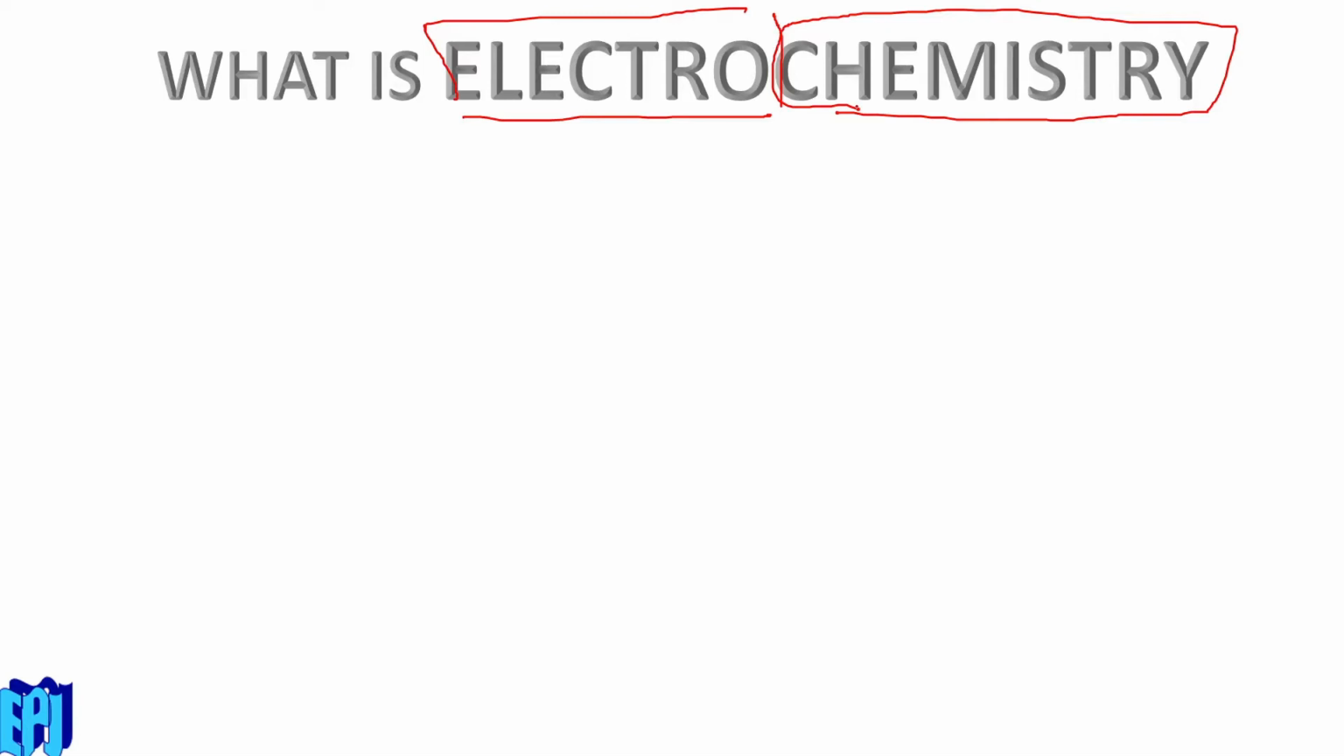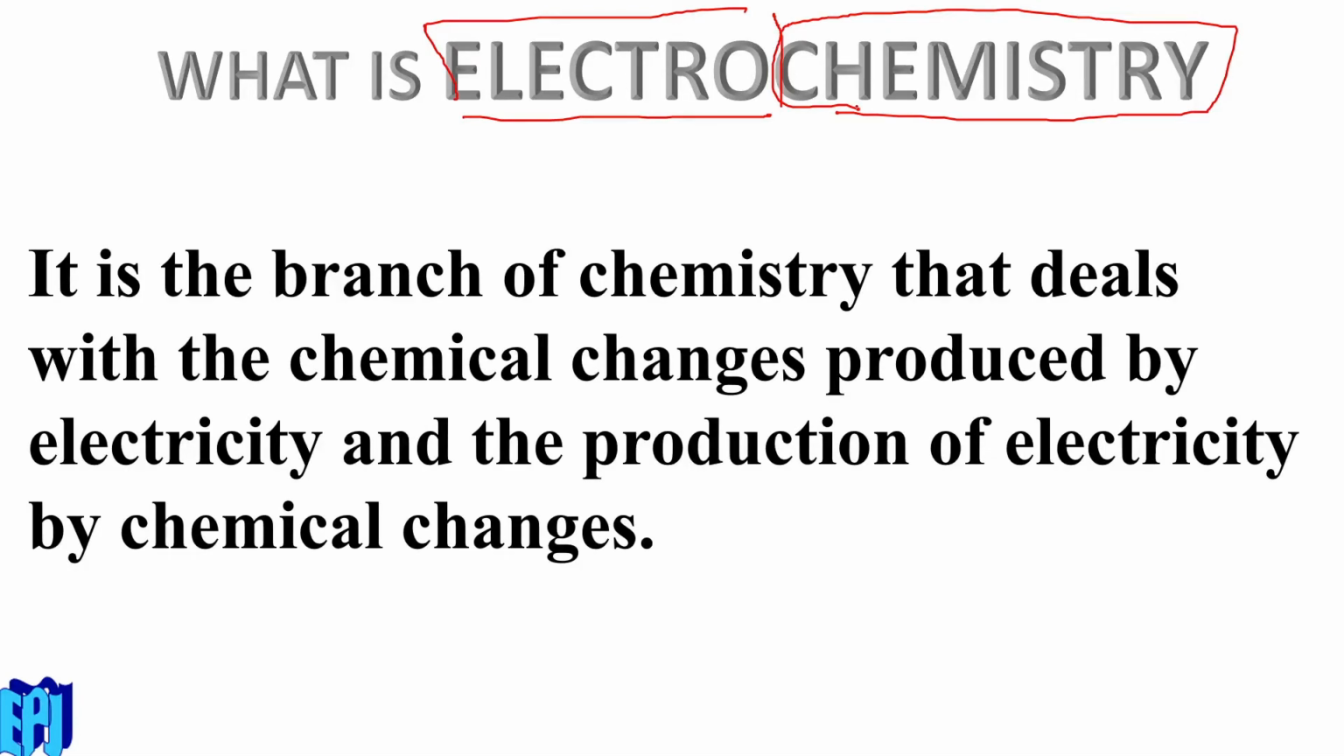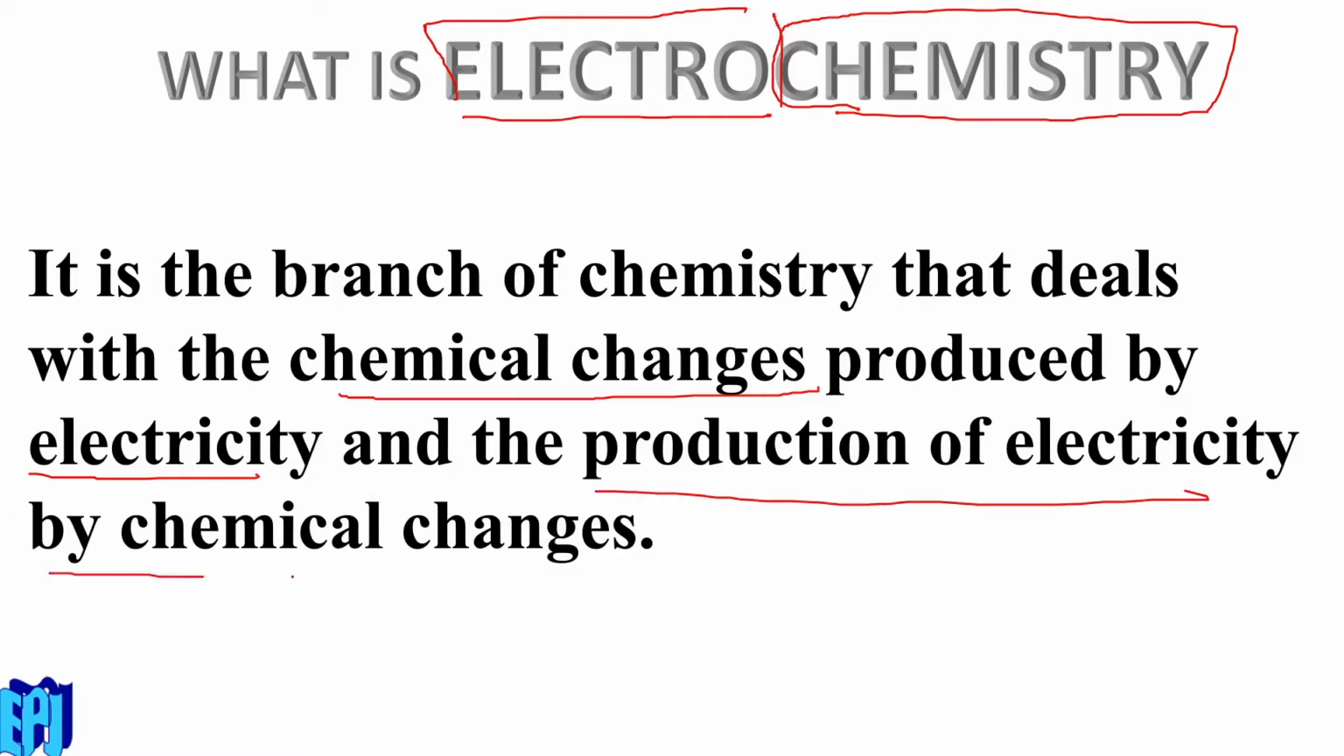So by the definition, it's clear that electrochemistry is a branch of chemistry. There is no doubt about that. It deals with the chemical changes produced by electricity and the production of electricity by chemical change. Which means mainly this chapter deals with electricity, how it is produced, and how chemical reactions or chemical changes are carried out using electricity.